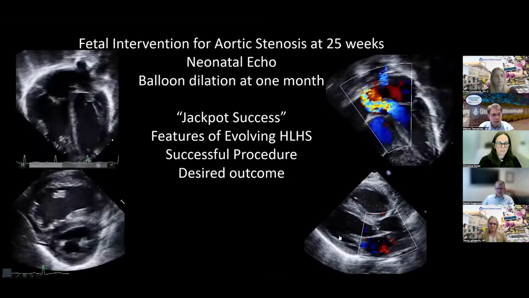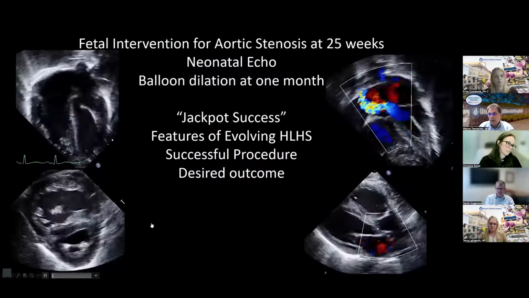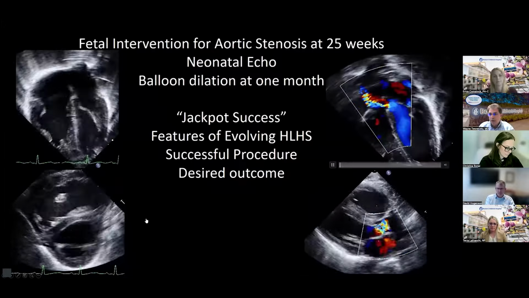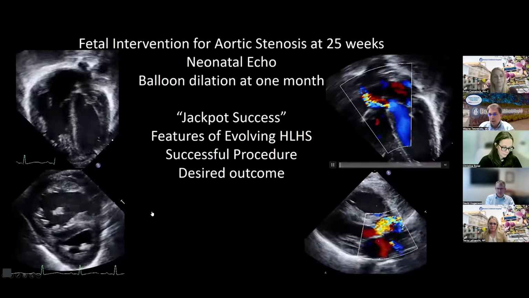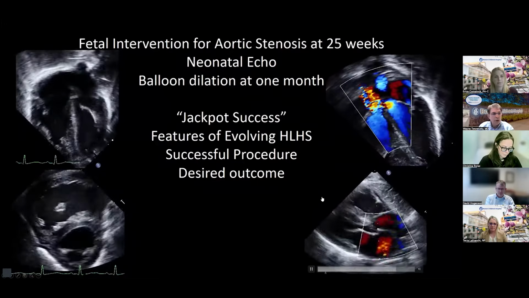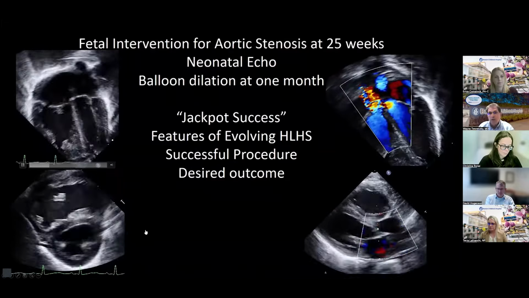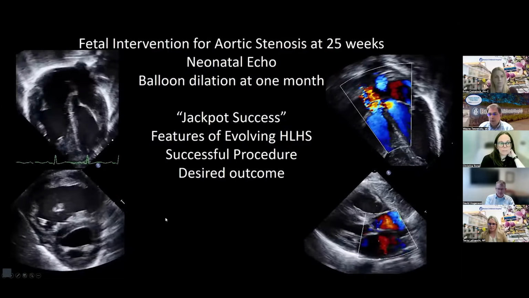And you can see again in this short axis view how the heart is squeezing very well. And there is a nice jet of flow across the valve over here. And this baby still had some residual aortic stenosis, but clearly a 4-chamber view and did not have hypoplastic left heart. And this baby did require another balloon dilation at a few weeks of age.